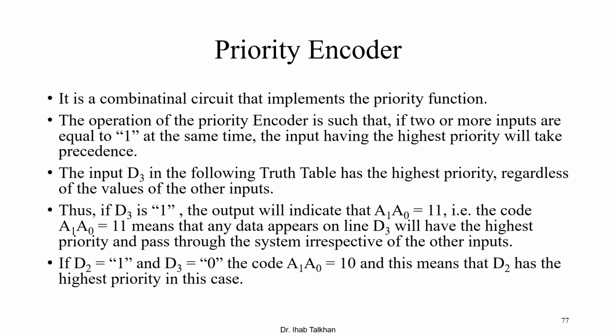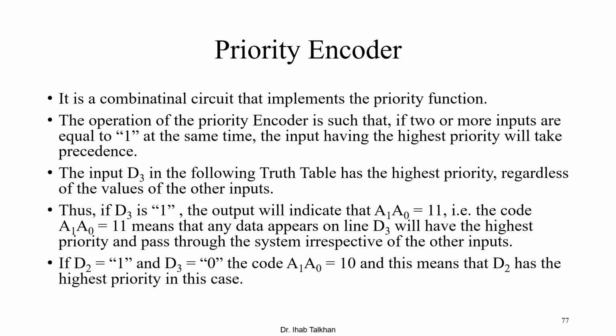Here we are going to describe what's meant by priority encoder. A priority encoder is a combinational circuit that implements the priority function. The operation of the priority encoder is such that if two or more inputs are equal to 1 at the same time, the input having the highest priority will take precedence, and it will be implemented first.